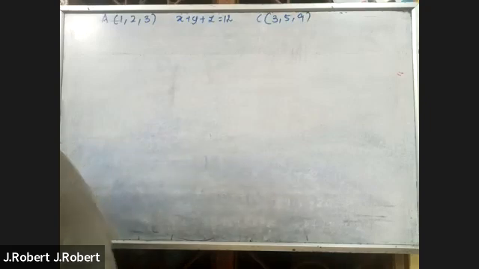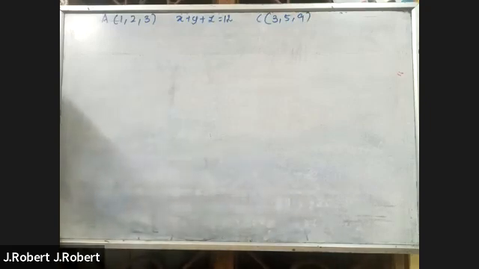A ray of light passing through the point A of 1, 2, 3 strikes the plane x plus y plus z equals to 12 at B. And on reflection, it passes through the point C of 3, 5, 9. Find the coordinates of point B.